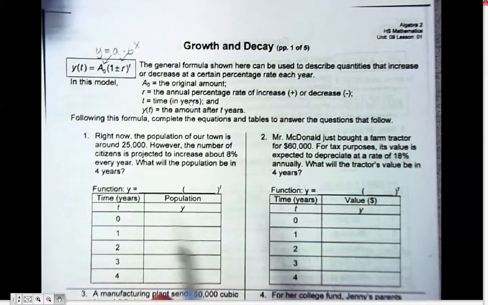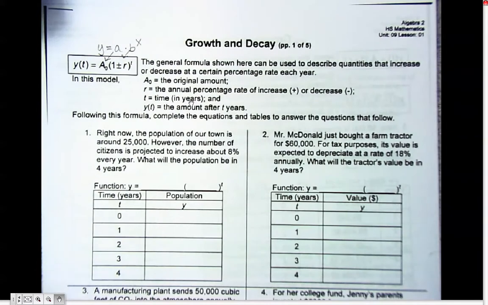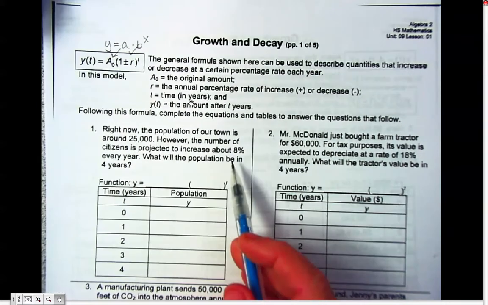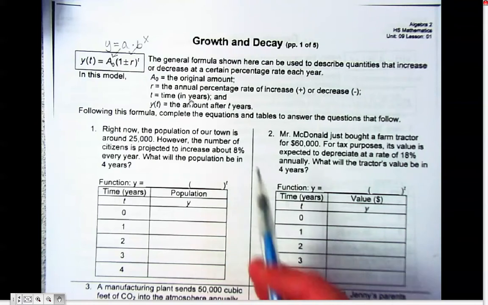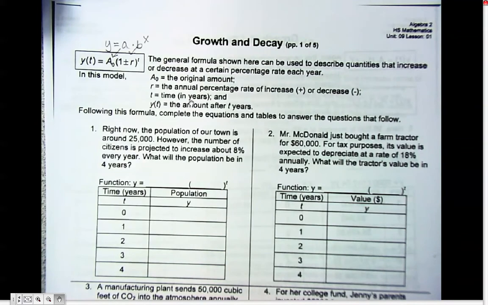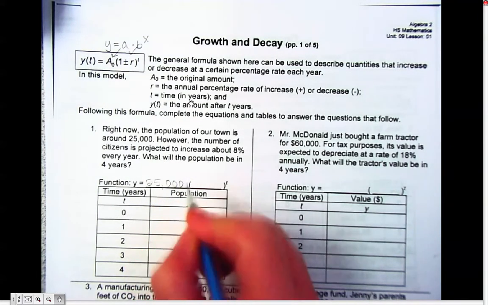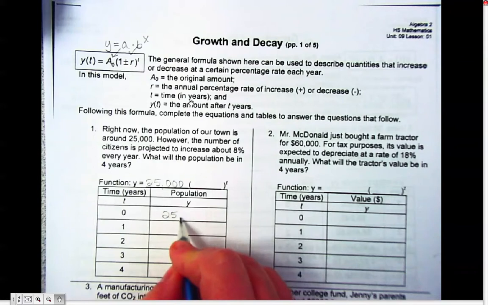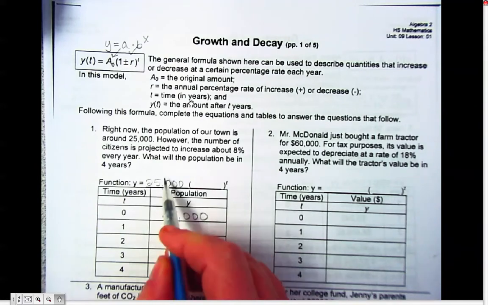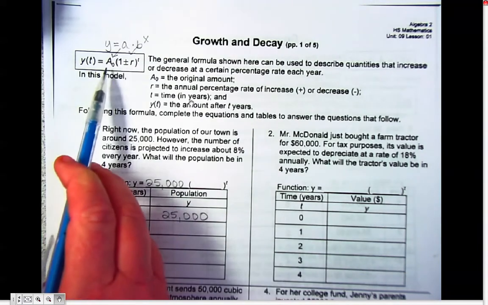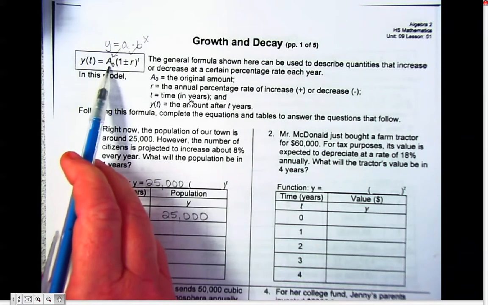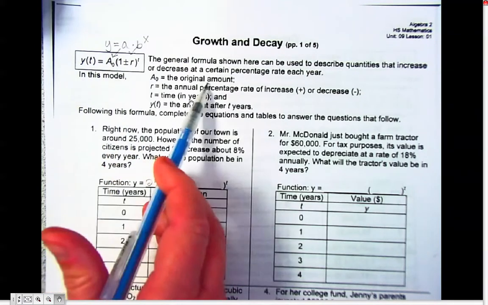Okay, so let's look at the first one. It says, right now the population of our town is around 25,000. However, the number of citizens is projected to increase about 8% every year. What will the population be in 4 years? So what is the starting amount? 25,000. And so we can put that also where 0 is. And that's also our A, and it's our big A of 0. The 0 right here for this A stands for the original amount.